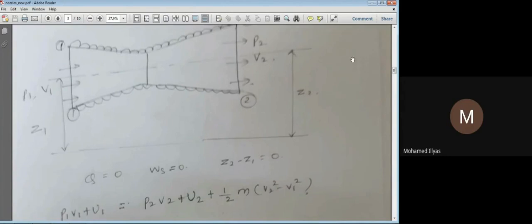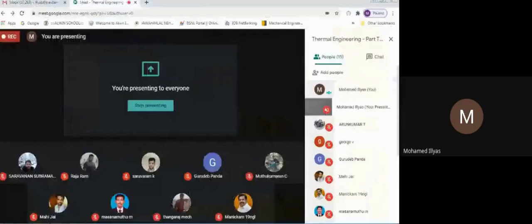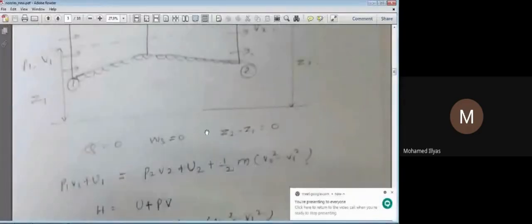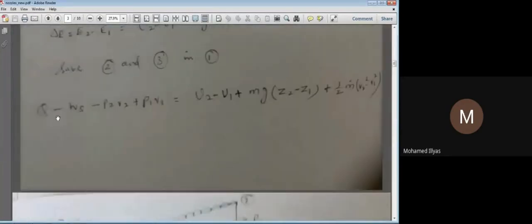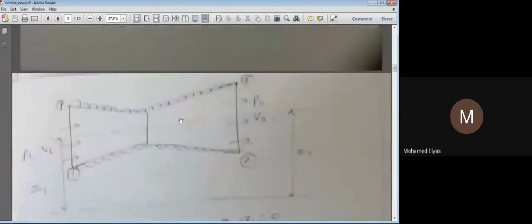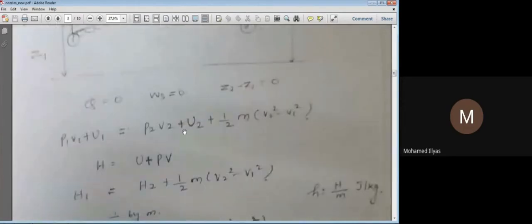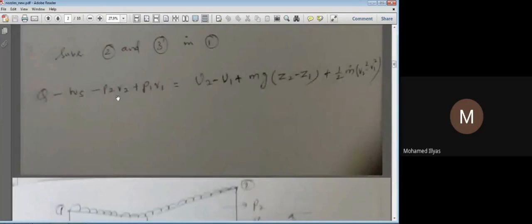So it will be going out very fast. The loss will be minimum, so we are neglecting the heat transfer here. So Q will be 0 here. Substituting these assumptions in our expression, Q is 0, WS is 0, and m g(z2 minus z1) is 0. So the rest of the terms I'll put it here.